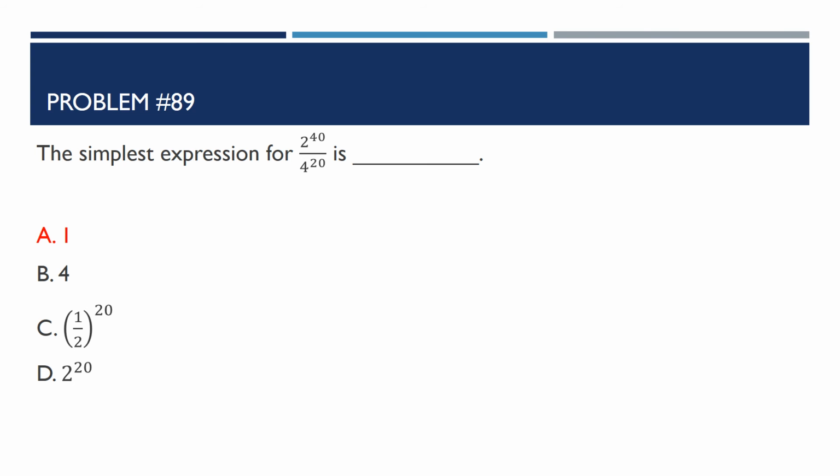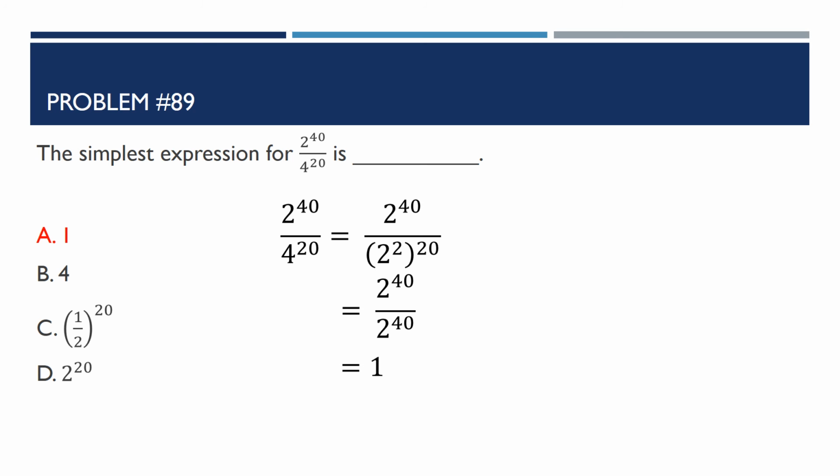So first we're going to copy the given. And then we can write 4 as 2 squared, which is at the bottom. Then by the rule of a power, meaning an exponent that has another exponent, we multiply the exponents, the 2 and 20. So it will be 2 to the power 40. So since numerator and denominator are the same, any number divided by itself is just 1. So the answer is 1.